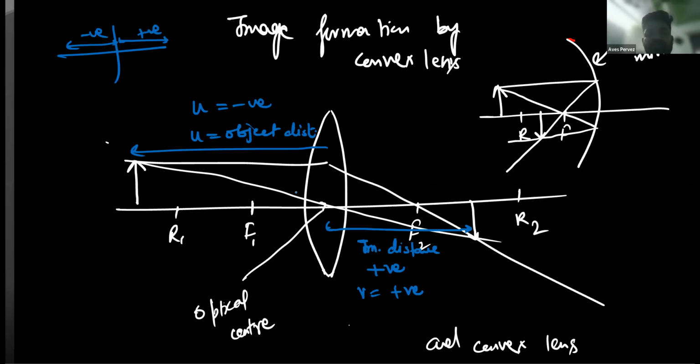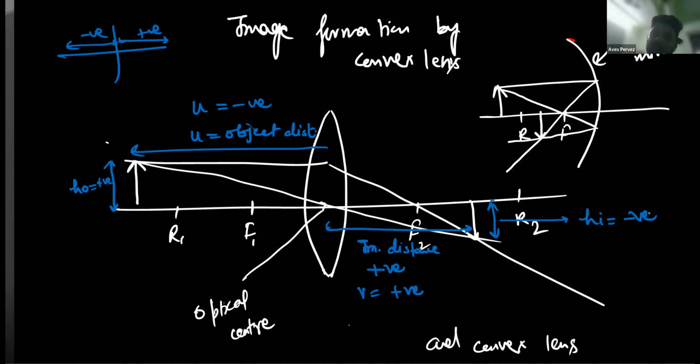Now, moving to the next point, the height of object, that is HO. Here it is considered to be positive. And here the height of the image will be considered to be negative, because it is downward. You understood?